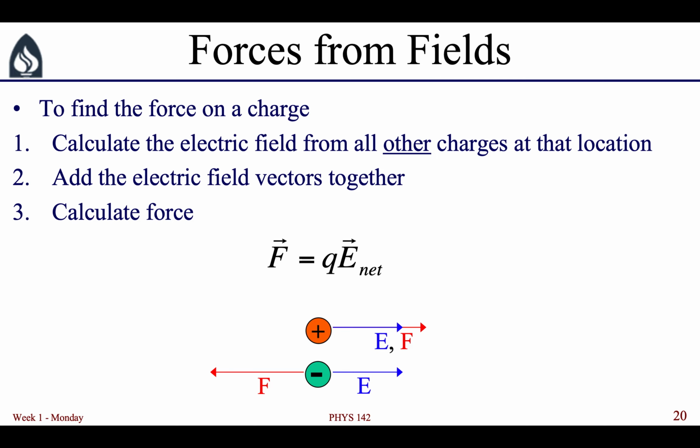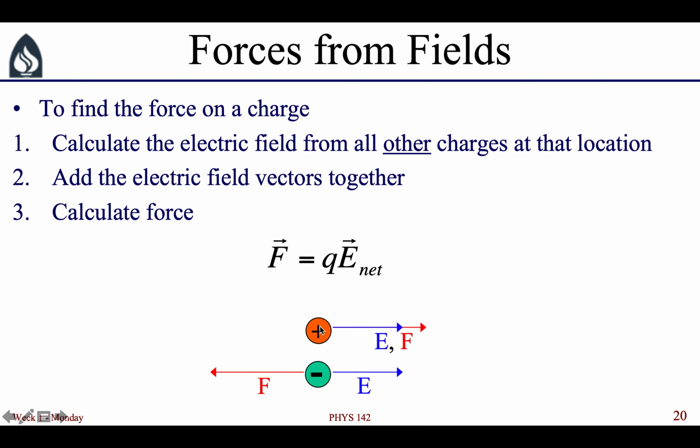So to find the force on a charge using the electric field method, you follow these three steps. First, you calculate the electric field from all of the other charges at that location. Then, if you have multiple charges that are making an electric field, you add the electric field vectors together. And then finally, you calculate the force that acts on the charge of interest. And the force is equal to the charge that is at the location where you just found the electric field times the electric field vector. And here we're actually using the charge including its sign because that tells us how the force vector points.